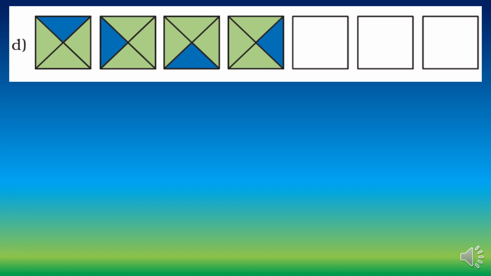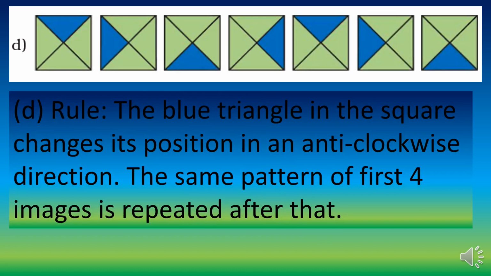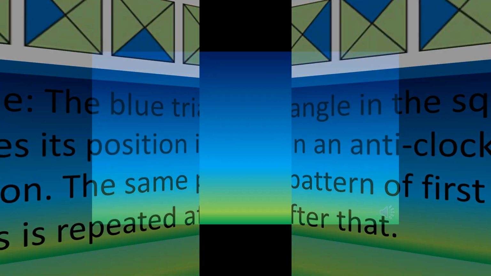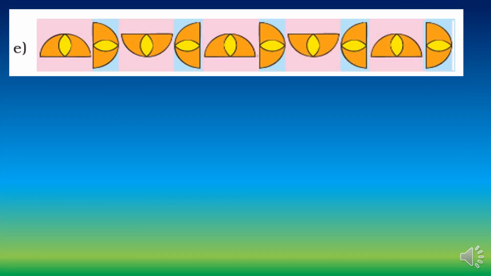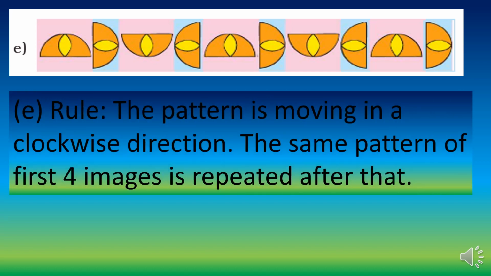Look at this D1. The blue triangle in the square changes its position in an anti-clockwise direction. The same pattern of the first four images is repeated after that. The pattern is moving in a clockwise direction. The same pattern of the first four images is repeated after that.